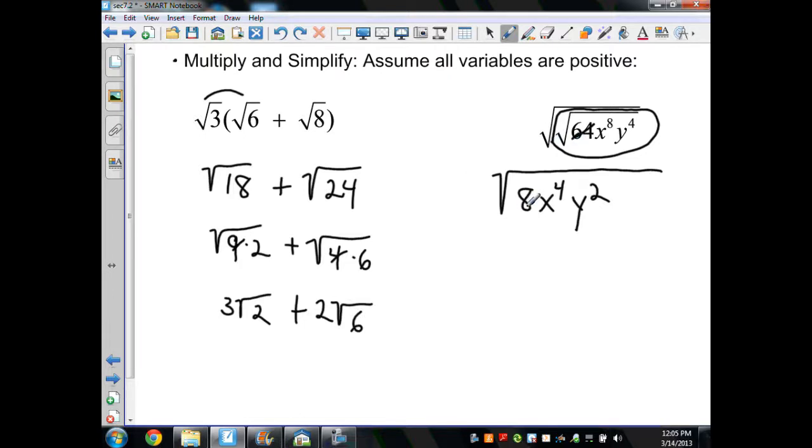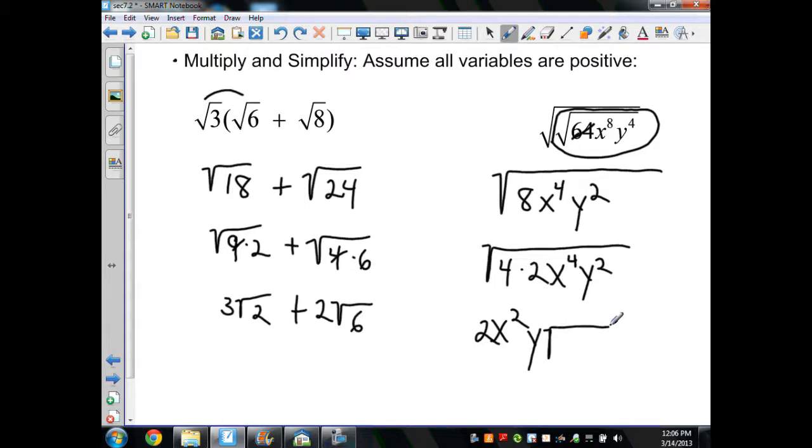Now I take the square root of that again. So here I will simplify. 8 can break into 4 times 2. And I can leave these the way they are because I know the index will divide evenly into them. The square root of 4 is 2. Square root of x to the 4th is x squared. And the square root of y squared is y. And what's left in the radical is just 2.